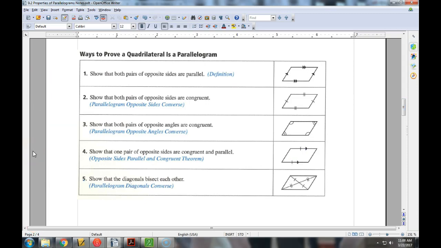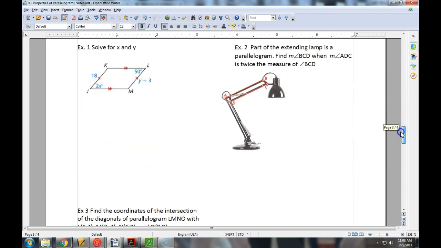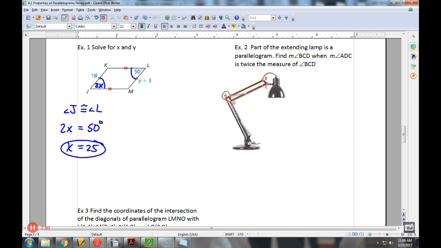All right, let's jump into some problems here and see if we can make some sense of this. Number one says solve for X and Y. I have this diagram here and I'm trying to solve for X and Y. So first let's go after X. When I find the X, it's right here, 2X. Well, this angle and this angle, 50, must be equal to each other. Angle J has to be congruent to angle L because that's a property of a parallelogram. So I should be able to substitute the values in there and solve for it. And it looks like X has got to be 25. So I used the angle property there on that one.